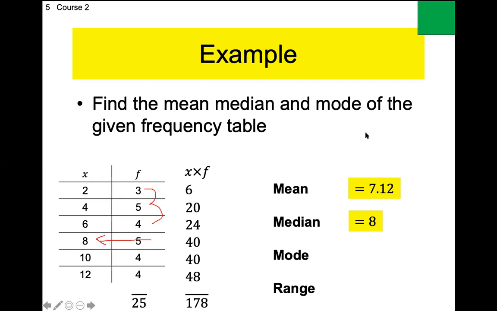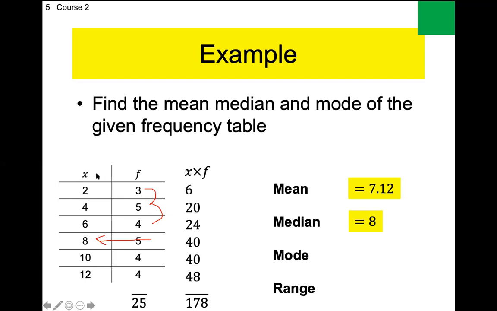You guys are very quiet. Usually this is where kids lose it. The mean they get, but the median is the hardest one. But once you get it, the median is actually easier than the mean. Usually, getting kids to understand where the mean comes from takes a little bit of effort.